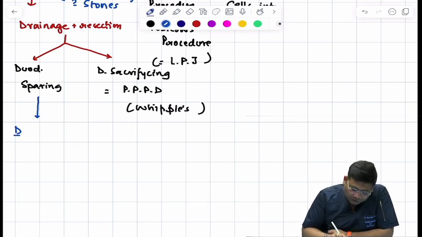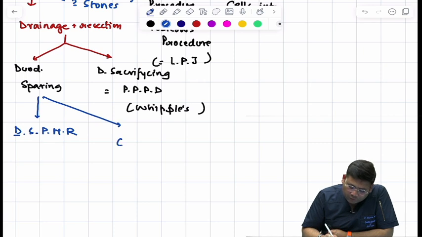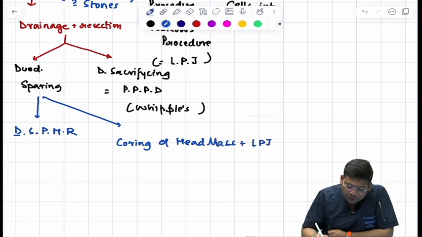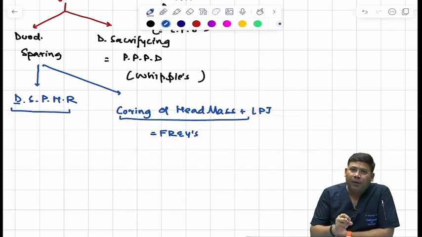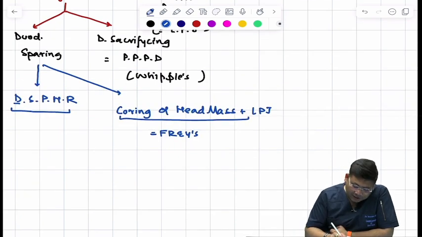So duodenum sparing pancreatic head resection, or we do coring of the head mass, and along with that you do LPJ. So if you do coring of the head mass and LPJ, then this is known as a Frey procedure. If you do the duodenum sparing pancreatic head resection, then this is what is known as Beger.